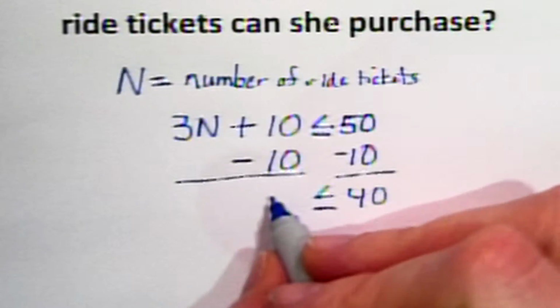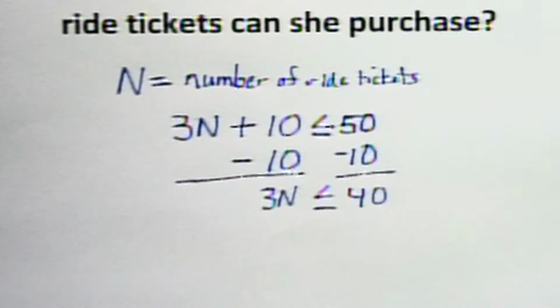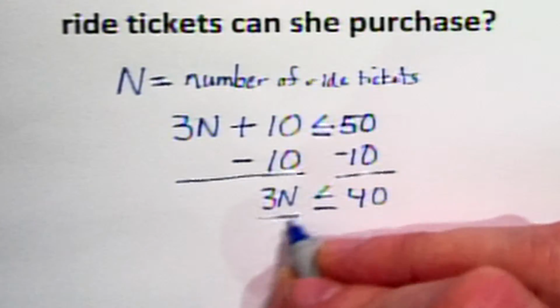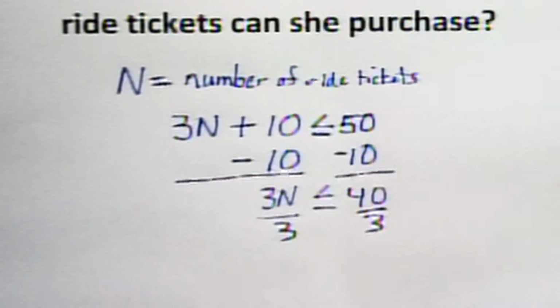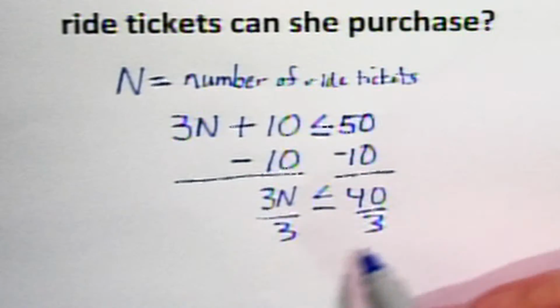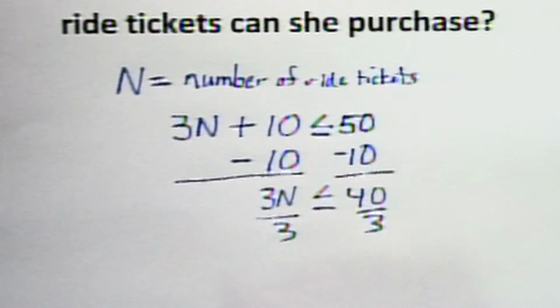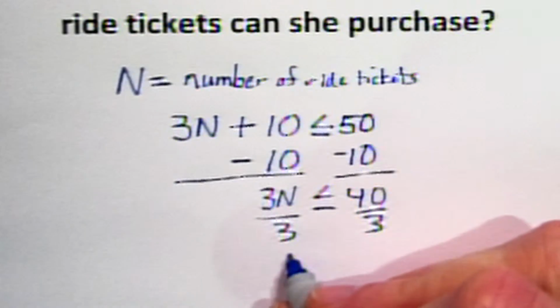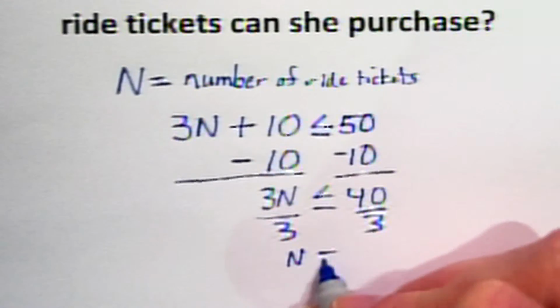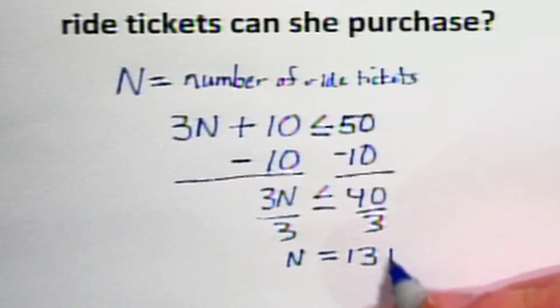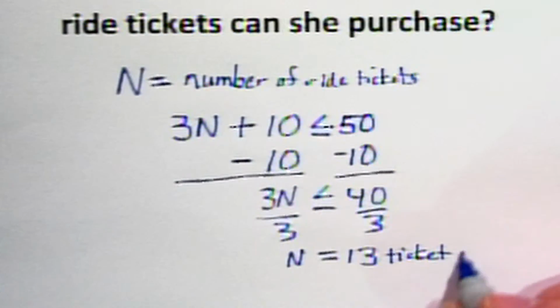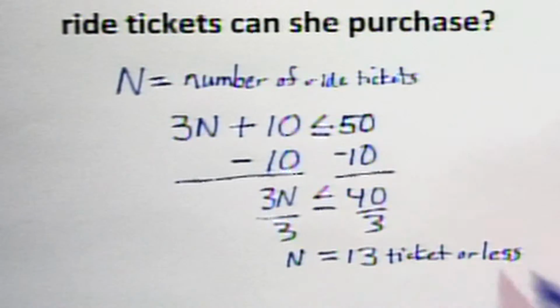We also have 3n going here, very well. And we're going to divide 3 into 40. We're going to say 3 won't go into 40 evenly, will it? But it will go in there 13 times with a little bit left over. Unfortunately, that little left over does not buy you another ride ticket, Gina. Sorry about that. So the maximum here is going to be 13 tickets or less. That is the number.